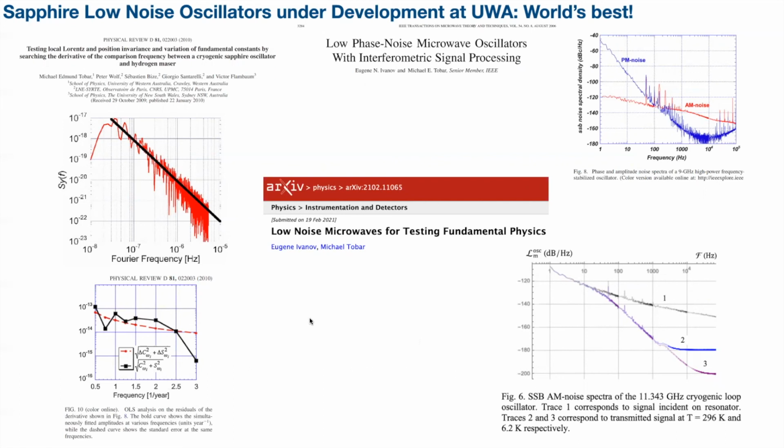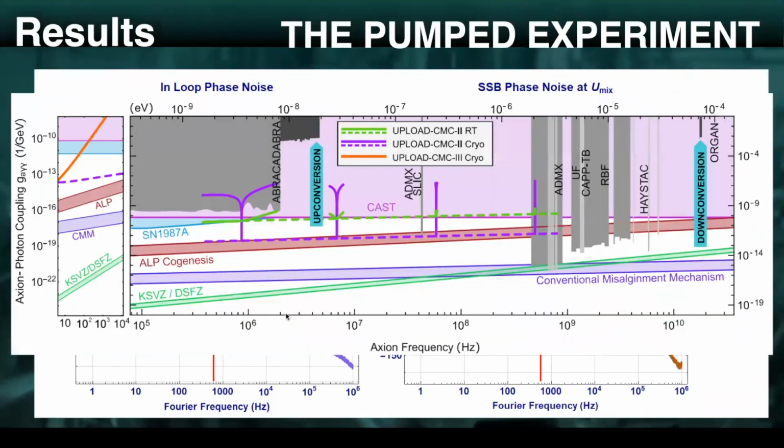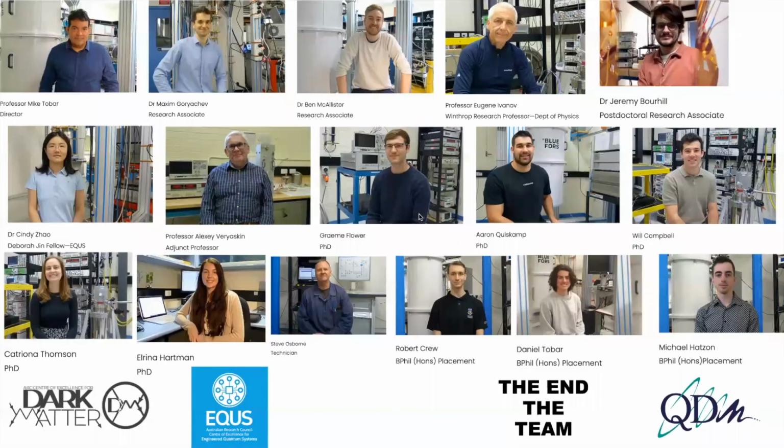One will be dependent on AM noise, the power technique, and the other on frequency fluctuation, the frequency technique. We have built a second experiment. Our first experiment limits are up here. Our next experiments would be just close to the CAST result. And that is the end, because I do not have much more time to talk about anything else.